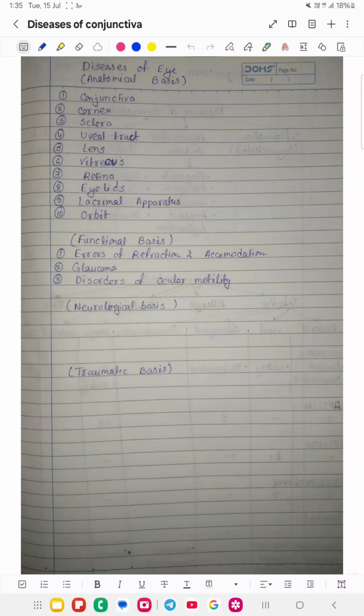I am Namrata Pal of Jims Medical College, third year MBBS student, going to start a series of lectures on ophthalmology. Now, let us divide the diseases of the eye.